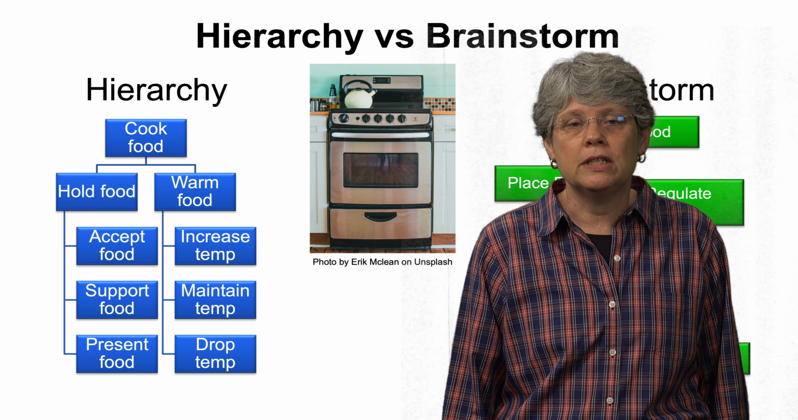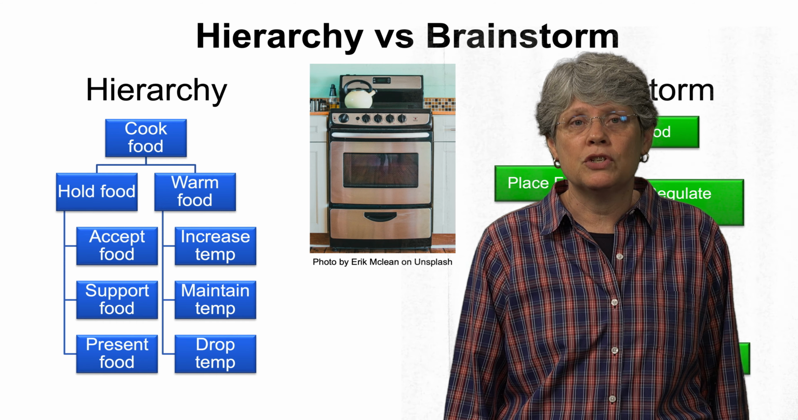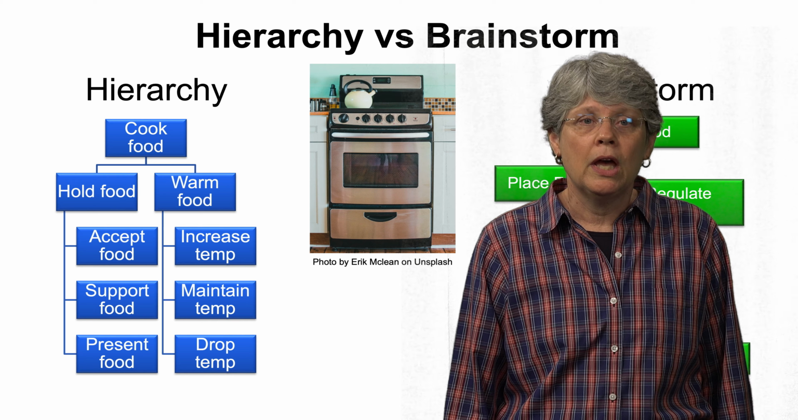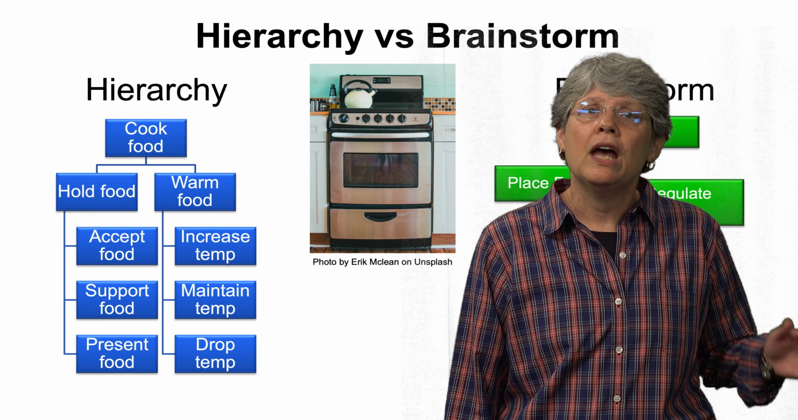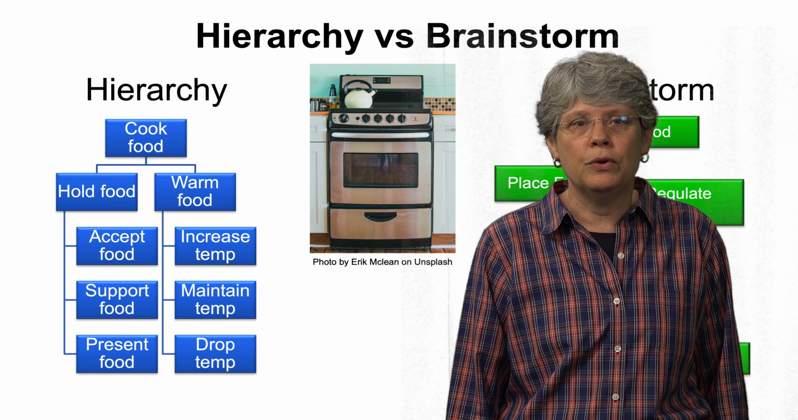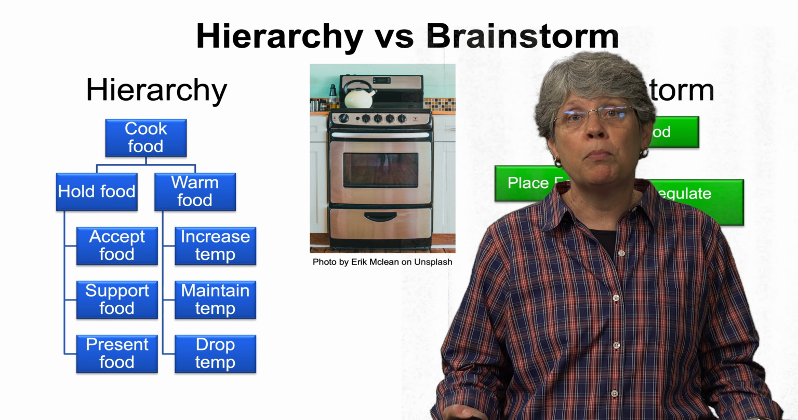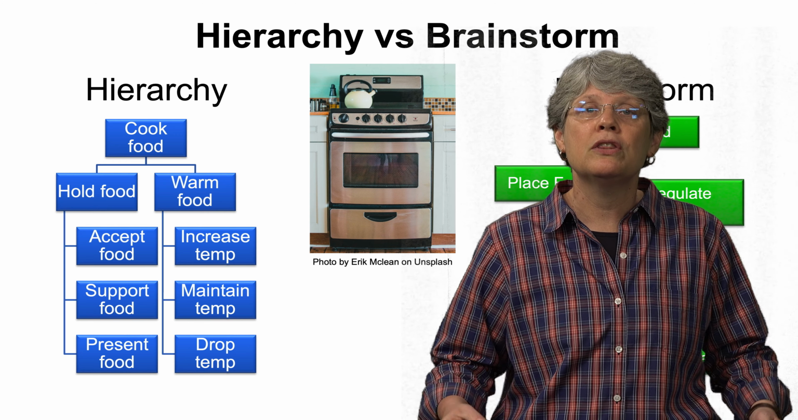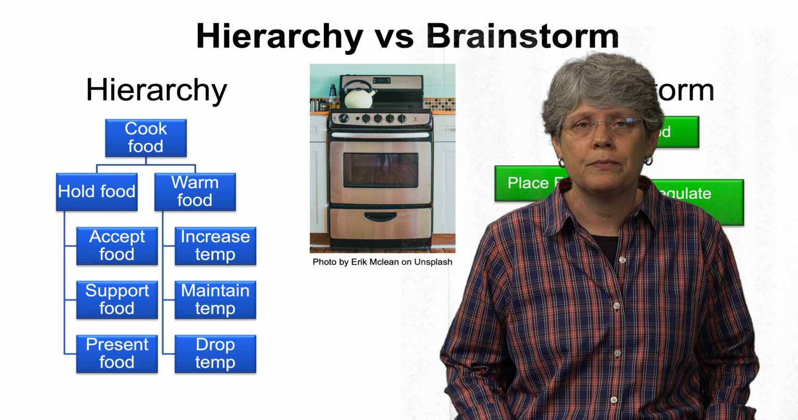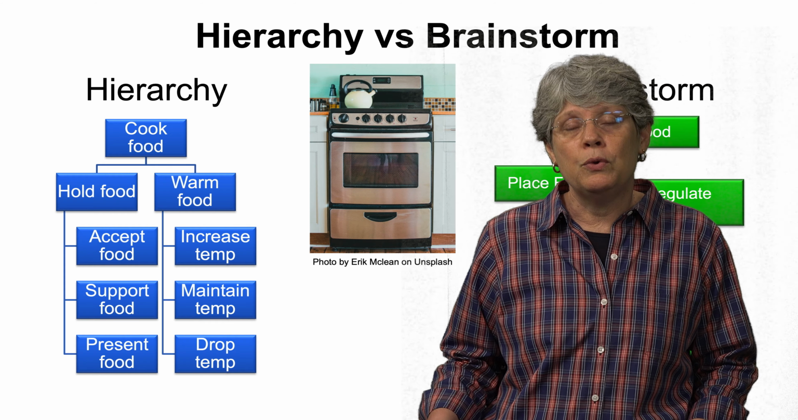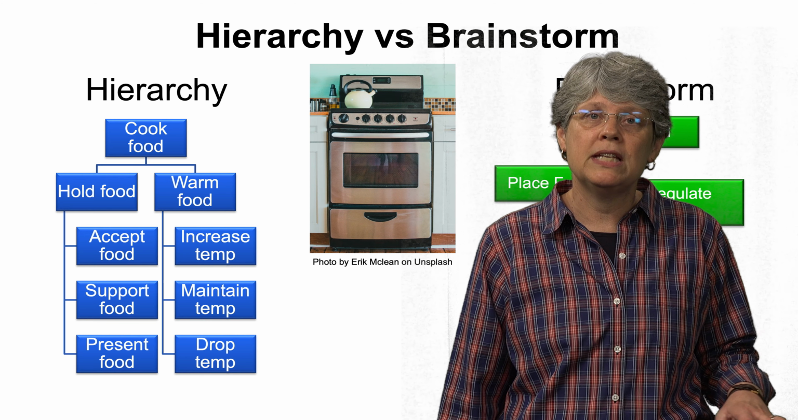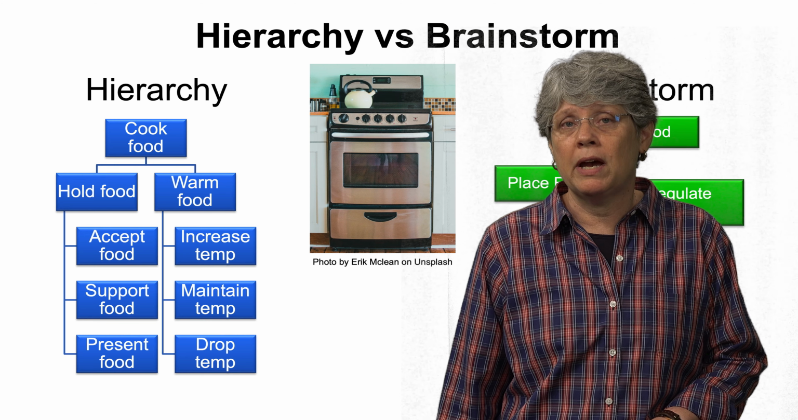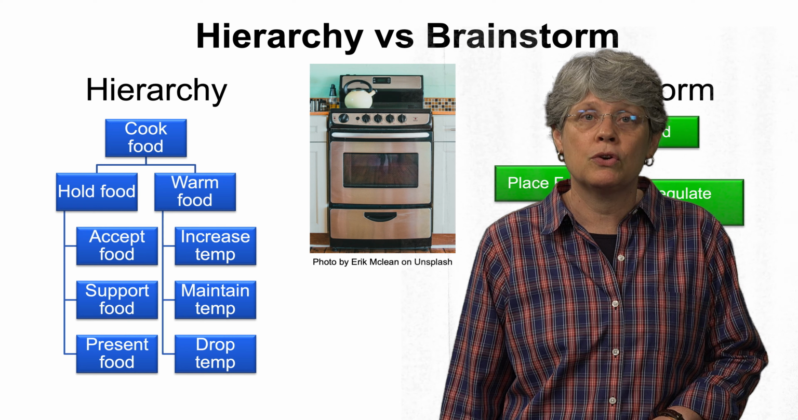On the left, you can see the decomposition for the oven using the hierarchy, where the main function is to cook food. Two subfunctions are to hold the food and also to warm the food. Decomposing even further, for holding the food, you have to accept the food, support the food while it's cooking, and then present the food so the person can take it out. Under the warming food subfunction, there's the idea of increasing the temperature of the oven, maintaining that temperature, and then dropping that temperature back down to room temperature after the cooking is completed.